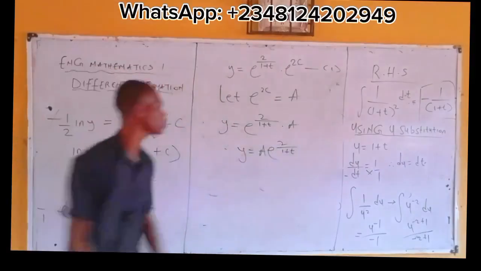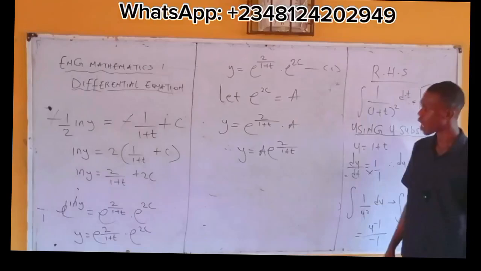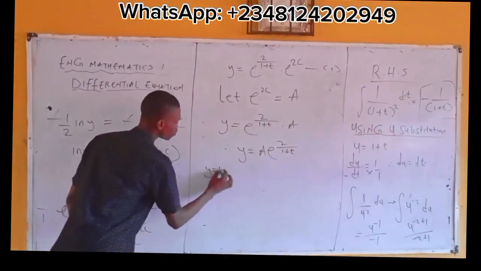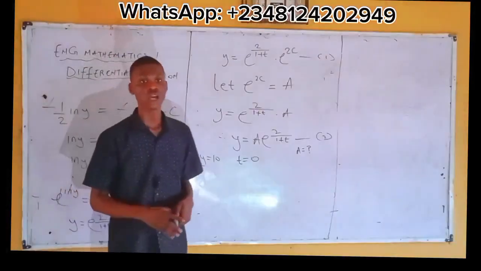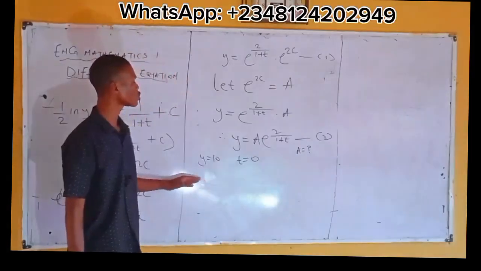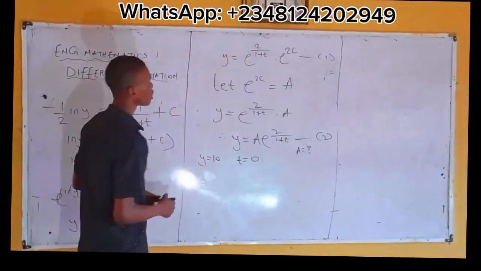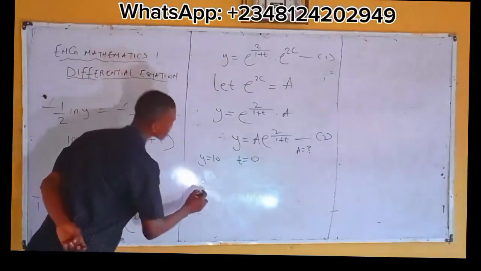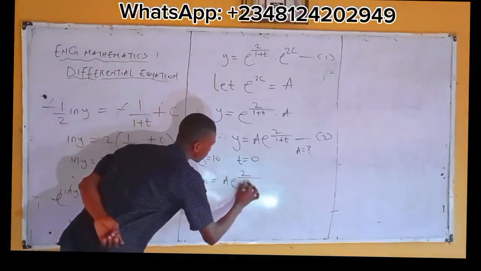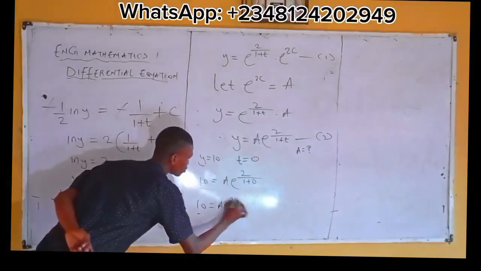But we are given an initial condition of y. And the initial condition is y equals 10. At the initial condition, when y is equal to 10, t is equal to 0. Now, what this means is that we are going to substitute y and t into equation 2 so as to get a. So from here, what do we have? We then have that 10 is equal to a exponential 2 divided by 1 plus 0. Meaning 10 is equal to a exponential 2.